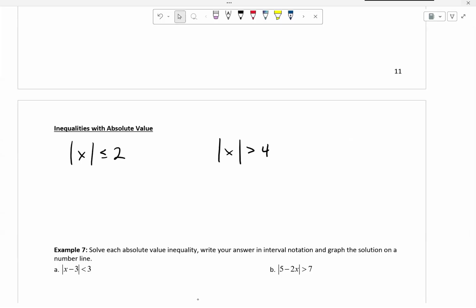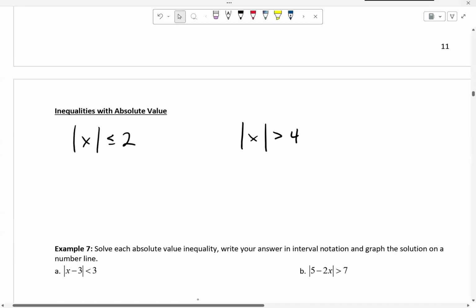I'd like you to think about what the solutions are for these 2, and discuss with your neighbor. What are the solutions for both of these absolute value inequalities?